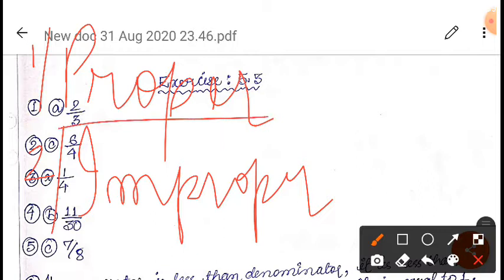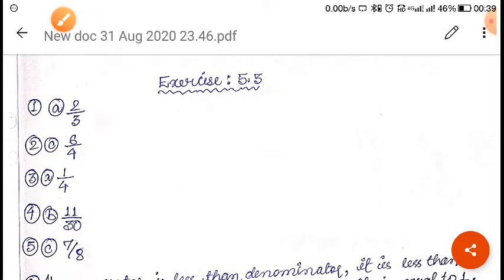Okay, proper fraction and improper fraction. So what is a proper fraction and what is an improper fraction? One by one we will see. After that we will do this. Okay, so when we talk about the proper fraction, I will give you one simple trick to identify a proper fraction or an improper fraction.